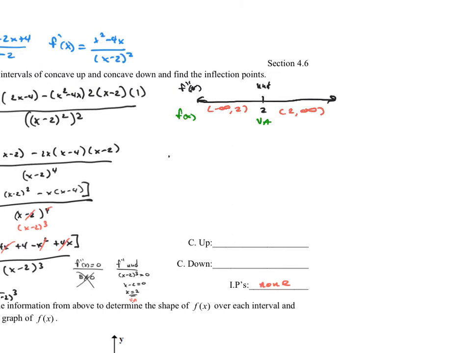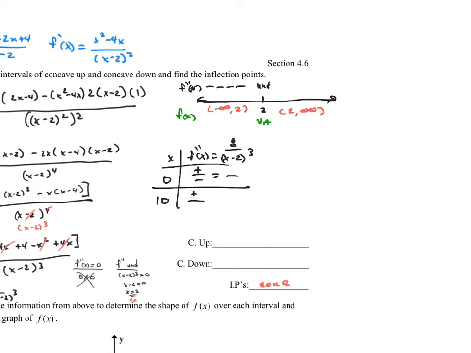I need to plug these into the second derivative. Again, the second derivative here was 8 over (x minus 2) cubed. I need some number less than 2, so how about 0? Some number bigger than 2, how about 10? I plug them in. Notice my numerator is 8, which is always positive no matter what I plug in. If I plug in a 0, I'd have 0 minus 2 cubed, which would be negative. A positive over a negative is negative. So for the whole first interval, my second derivative is negative.